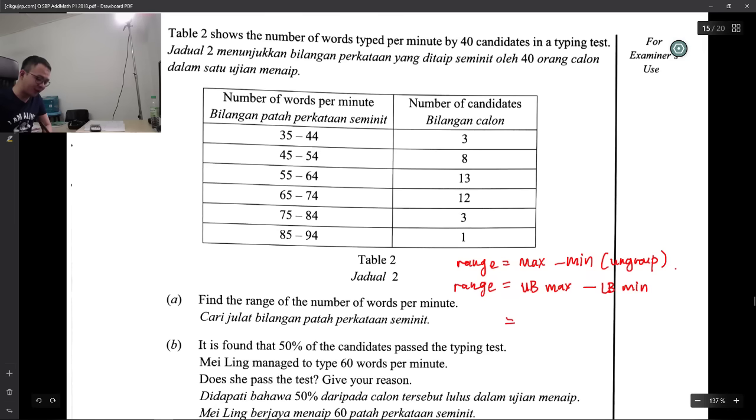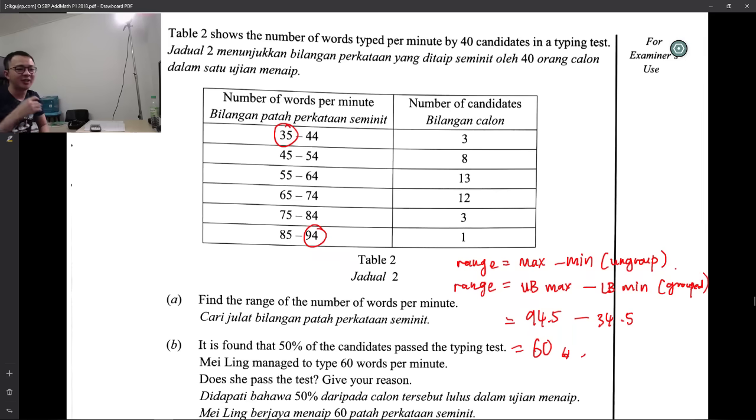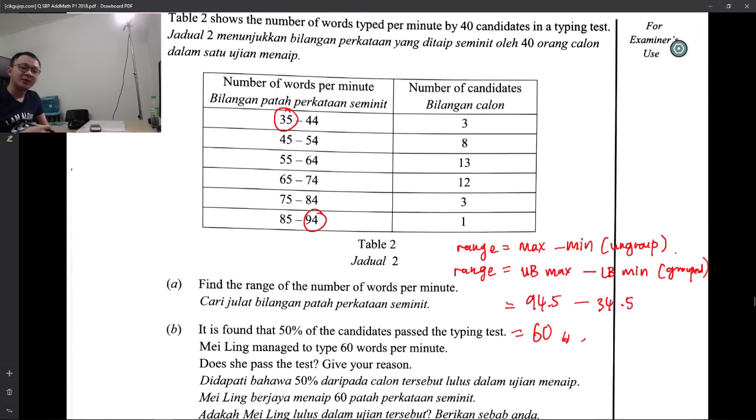So in this case, this one is for grouped data. The maximum value is 94, so I will do 94.5 minus the lower boundary of the minimum value. The minimum value is 34, right? The lower boundary of it will be 34.5. If you subtract, you should get the range between them as 60. Alright, this is how we find the range for this one. I even doubted my answer, so I went to Google it, and they show this formula as well. So I guess this is how we do it.